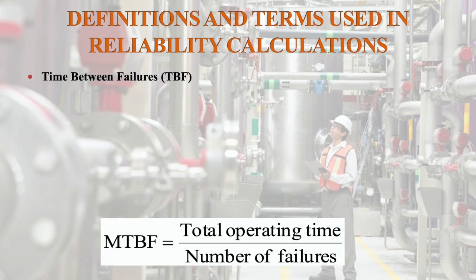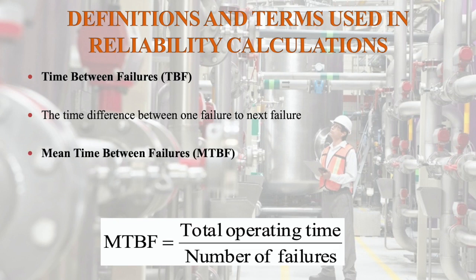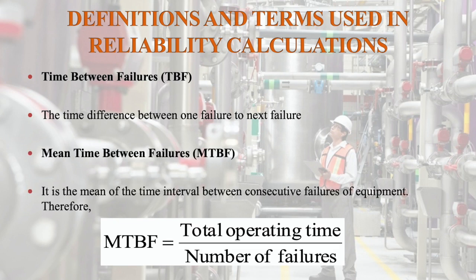So time between failures is the time difference between one failure and the next failure, that is known as the time between failure. Then mean time between failures is the mean of the time interval between consecutive failures of equipment. Therefore, mean time between failures, MTBF, is equal to total operating time divided by number of failures.